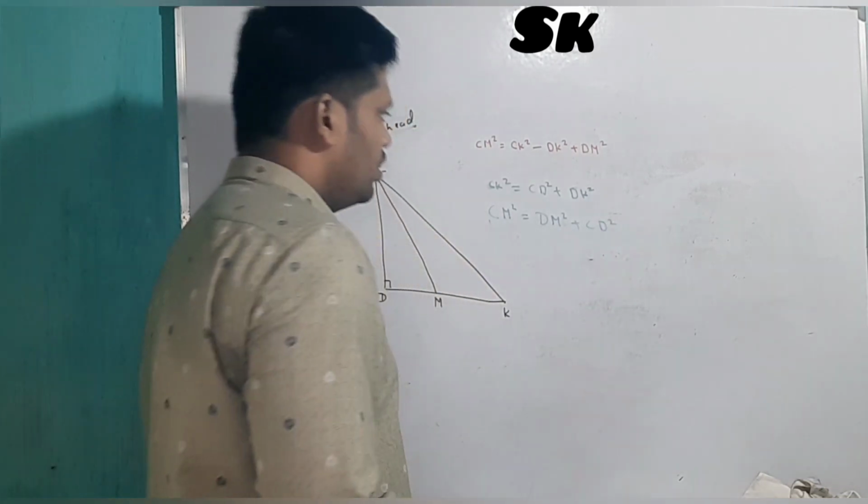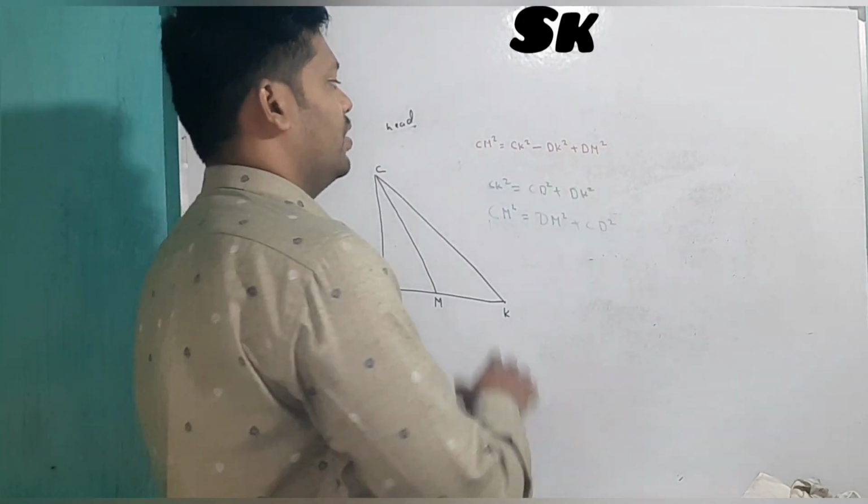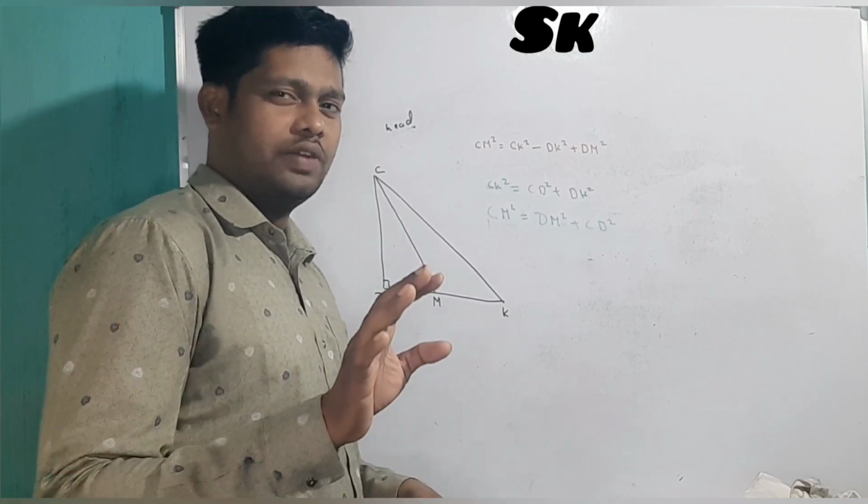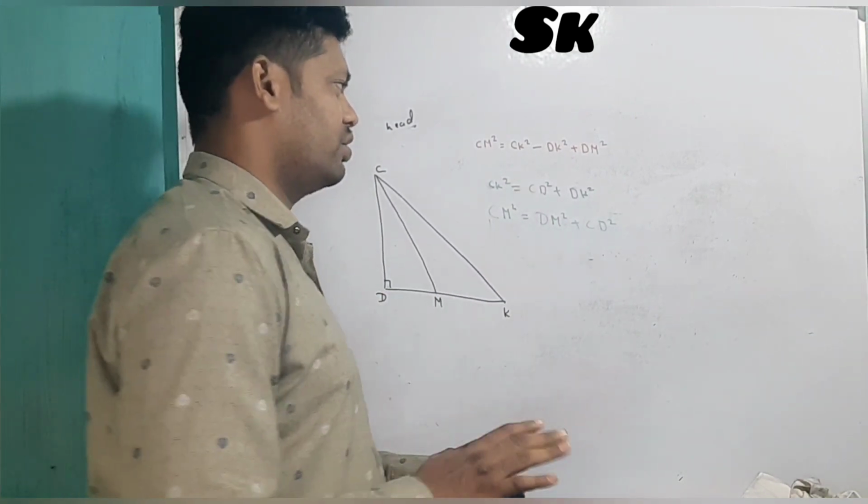Great. Okay, so what we have to do? Again the same thing. After writing these 2, no more right angle triangles we have. No, sir, we don't have any other triangle. No information is also there. Okay.